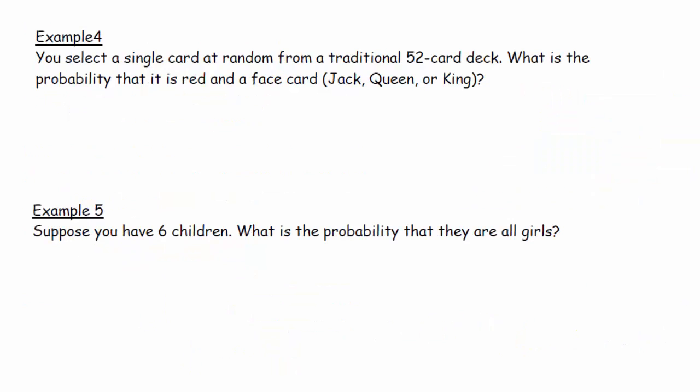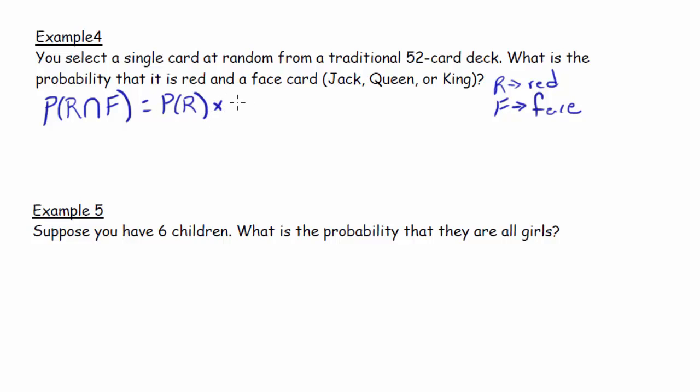So you select a card at random from a 52 card deck. What is the probability that it is red and a face card? All right, and here I'm going to let R represent that we're red and F represent that we're a face card. Well, here this should be the probability that we're red times the probability that we're a face card.